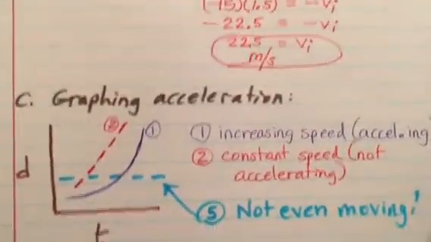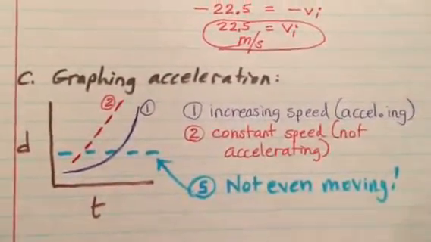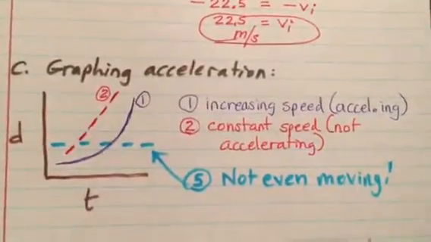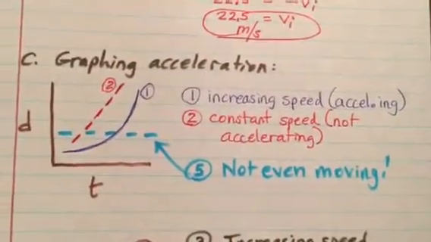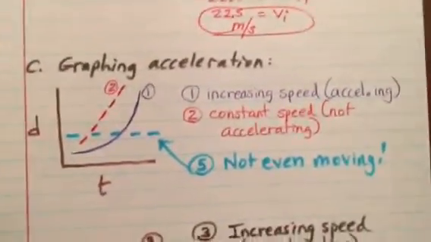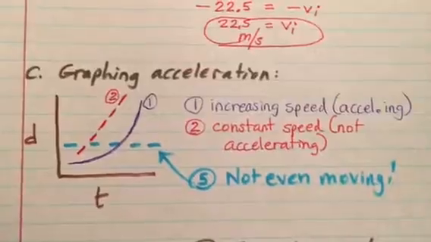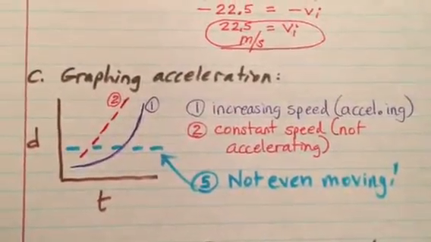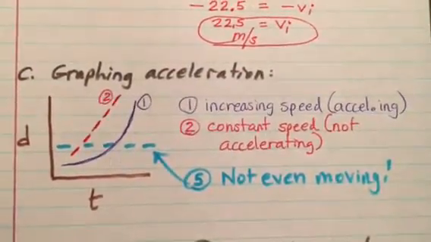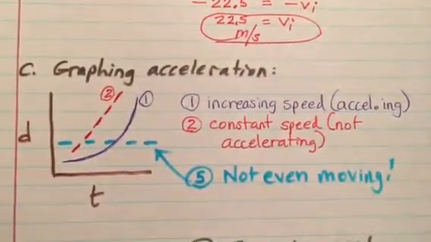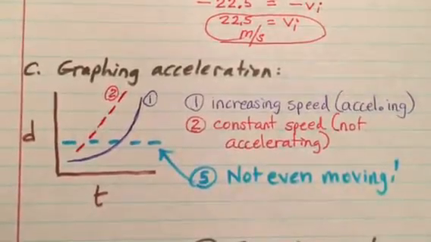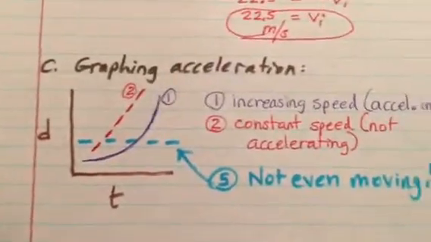The last thing your study guide says is that you need to know how to interpret graphs of distance versus time and speed versus time when acceleration is shown. So here's a distance versus time graph, and the acceleration shown here is in number 1, and that is an increasing speed.